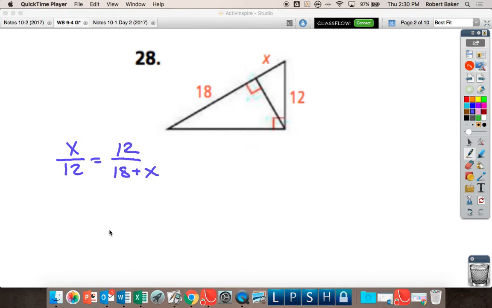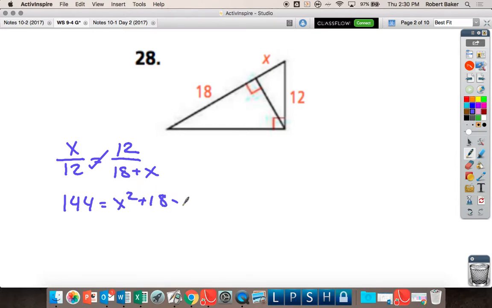Cross multiply 12 times 12. X times 18 plus x, or x times x, plus 18x. Now you have to kind of like, hopefully you've learned something. How do you solve that? Minus 144. Set it equal to 0.